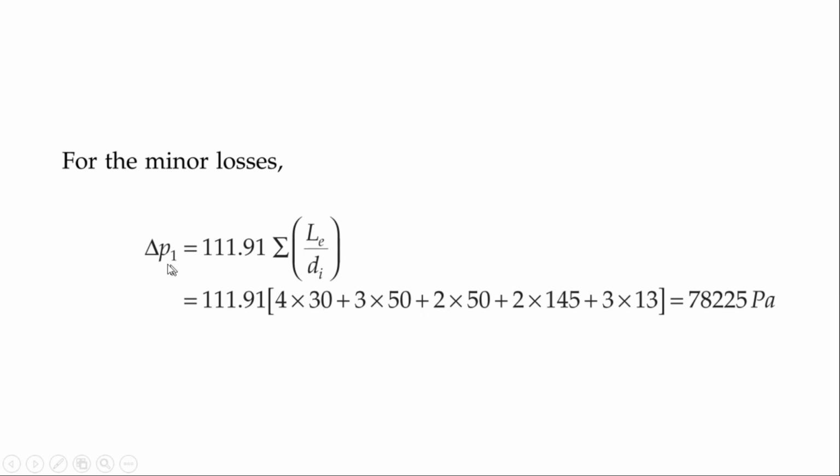And ultimately for all the minor losses in the gate valves, the check valves, or the elbows, you will have the delta P1, which will be equal to 78,225 Pascal. You can convert it into kilopascal after dividing it by 1000.